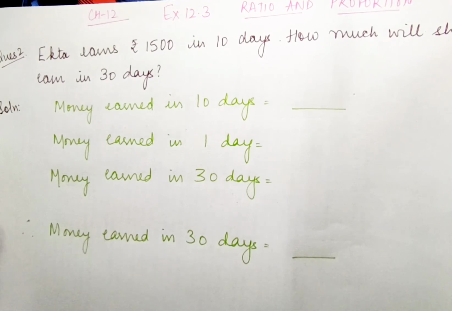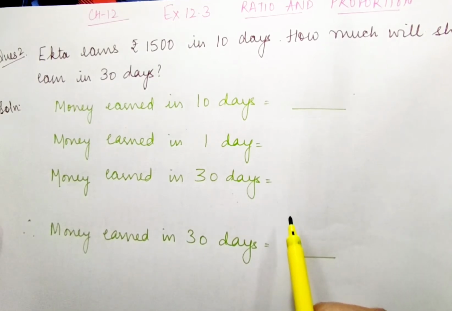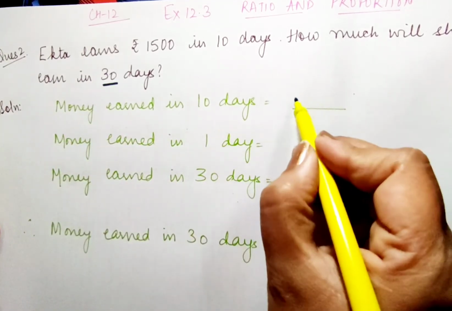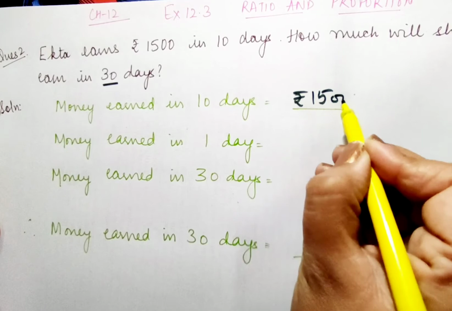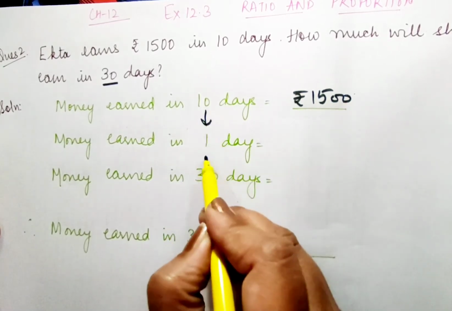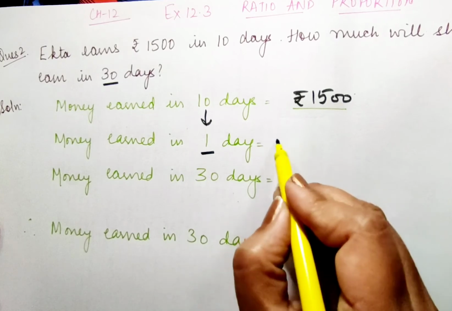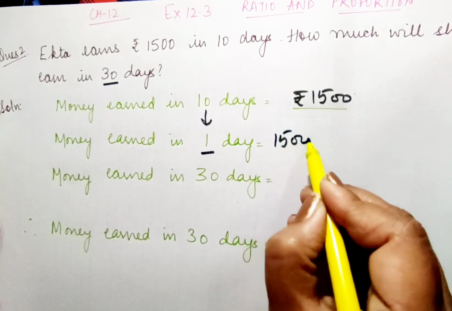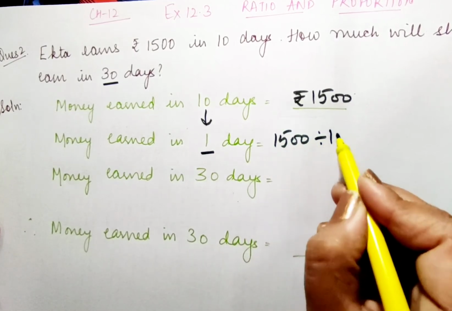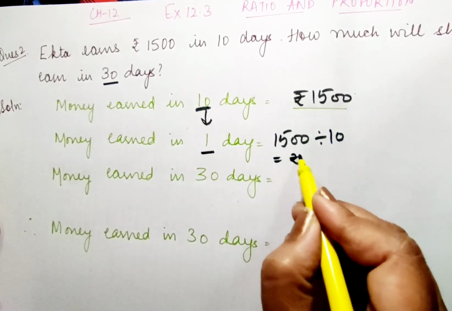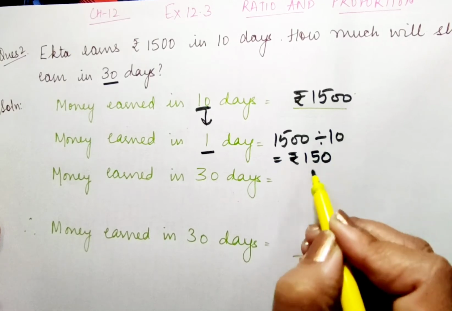Ekta earns rupees 1500 in 10 days. How much will she earn in 30 days? So the money earned in 10 days is rupees 1500. From many to 1, bigger to smaller, we have to divide. So 1500 divided by 10. Here we will divide by 10, so you will get rupees 150.